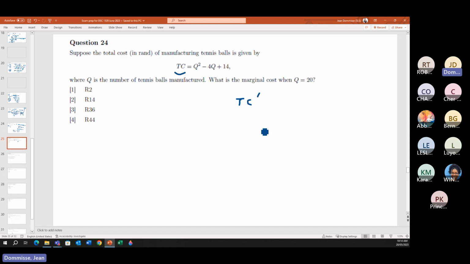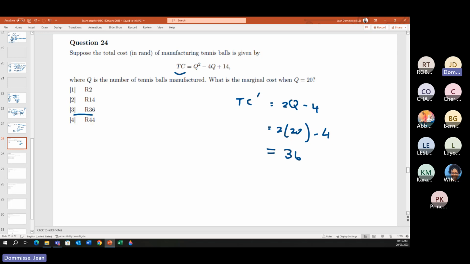So when we differentiate that function, we get 2q to the power of 1. Remember that one then goes over to there. Minus 4 will be your function that you work with. Then we can put in 20 into it, and then it is 40 minus 4, which will give you 36.